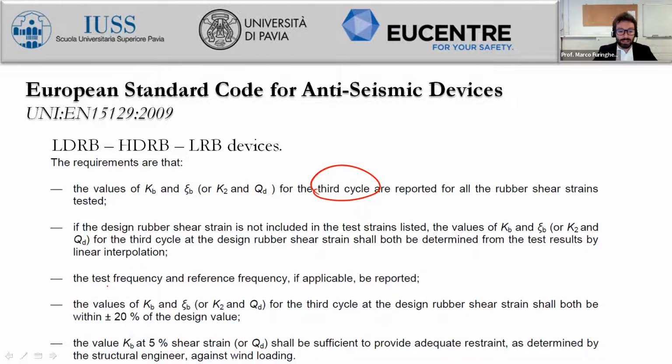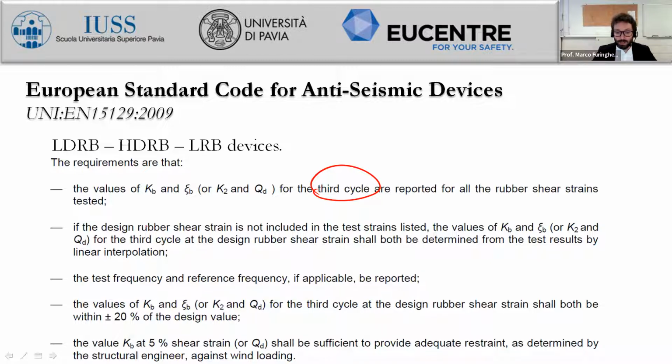And the test frequency and the reference frequency have to be reported, obviously, within the testing protocol. The testing protocol, you will see, considers 0.5 Hertz as the frequency, rather than the isolation frequency, which is defined by the structural engineer. And this is a sentence which occurs many times in the standard code. There are values which are approximately fixed unless the structural engineer provides justifications for other values related to the application.